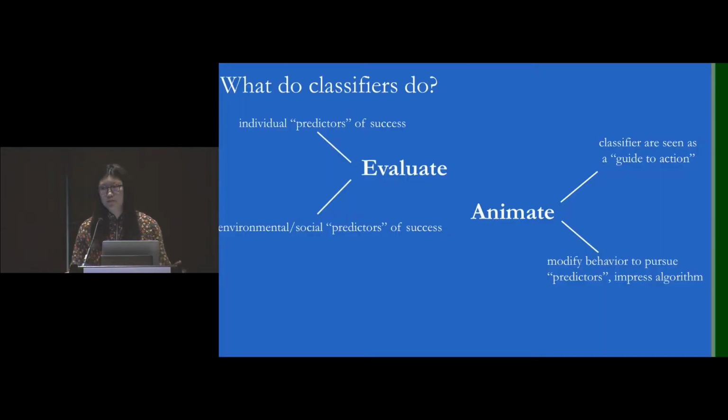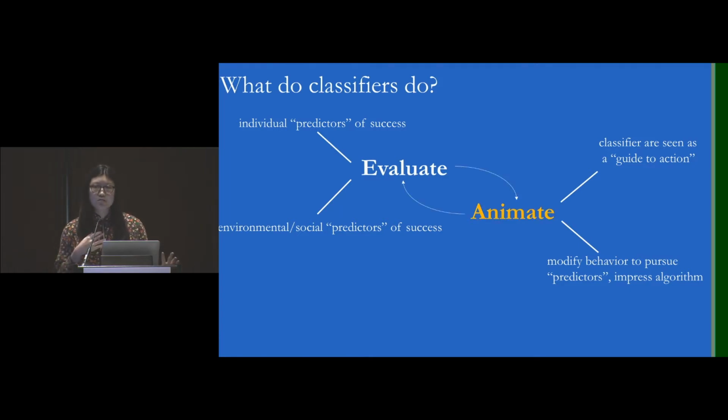So I think that quick example of the SAT and the growth of the test prep industry shows that classifiers do multiple things. On the one hand, they evaluate candidates, right? They look at how successful you might be or various individual and social predictors of success. But they also animate candidates, which is to say that they encourage candidates to respond to them. They are seen as a guide to action. Candidates want to impress an algorithm.